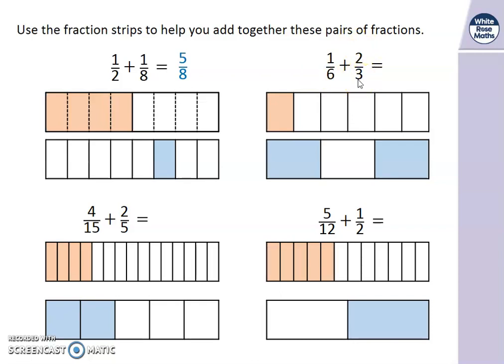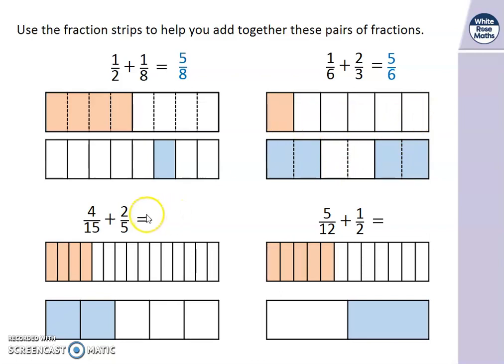What about here? We're changing this into sixths. So 3 multiplied by what is 6? 2. And then the top times by 2, 4. So you should be able to see on this one that we have 1, 2, 3, 4, 5, 6 shaded in.